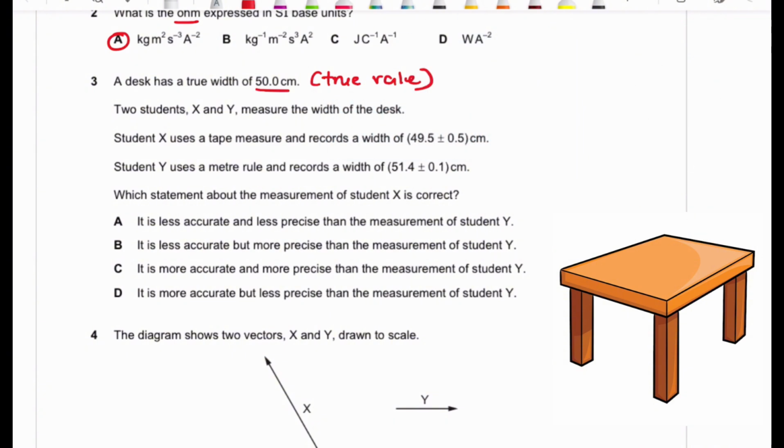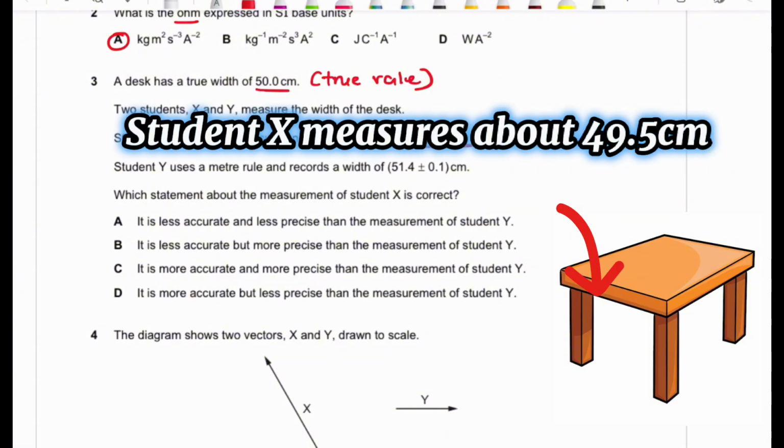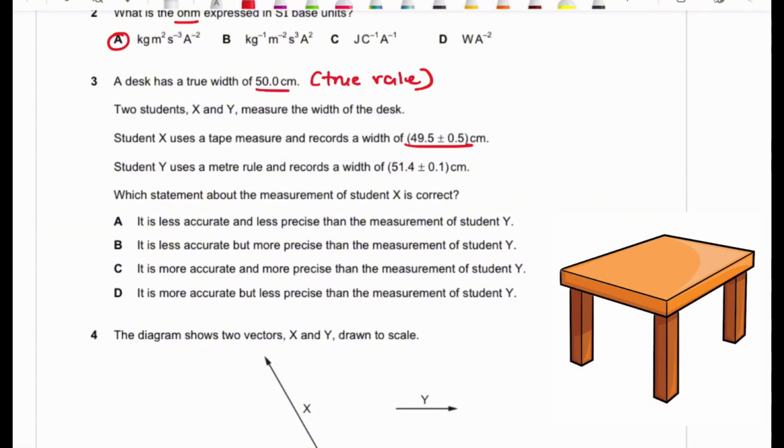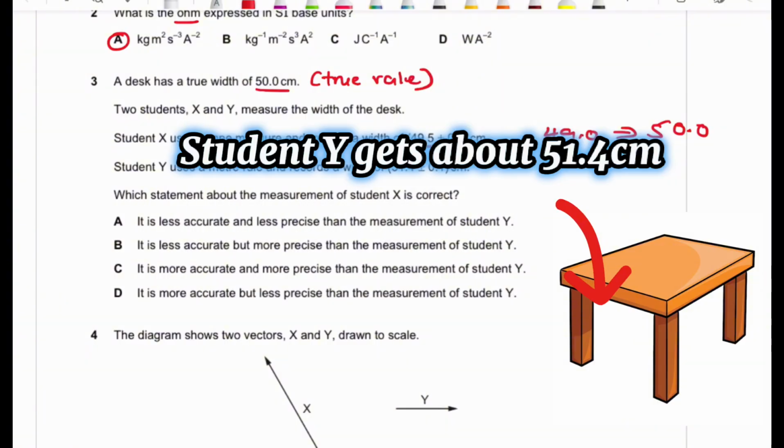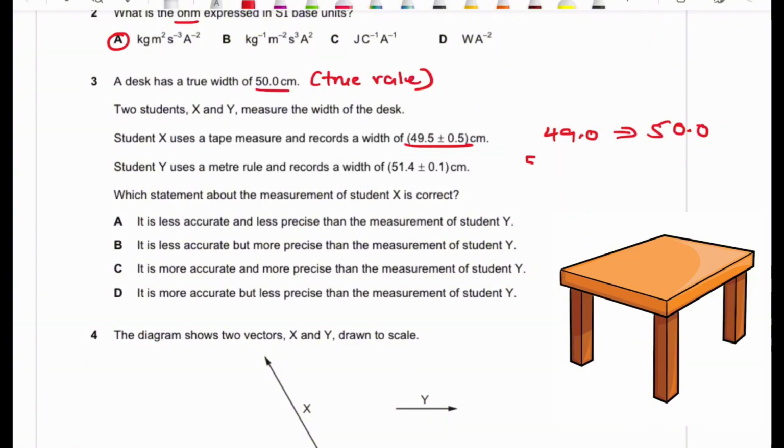Now, student X takes a measure and records a width of 49.5, okay? So that's quite accurate because the true value is 50, meaning this actually lies in 49.0, actually all the way to 50.0. So it's pretty accurate. The next student measures and gets a width of 51.4 plus or minus 0.1. So basically lies around 51.3 to about 51.5. So we can obviously see that student Y is not even accurate because it's not close to the true value itself, right? But it's quite precise because look at that range of error, right?